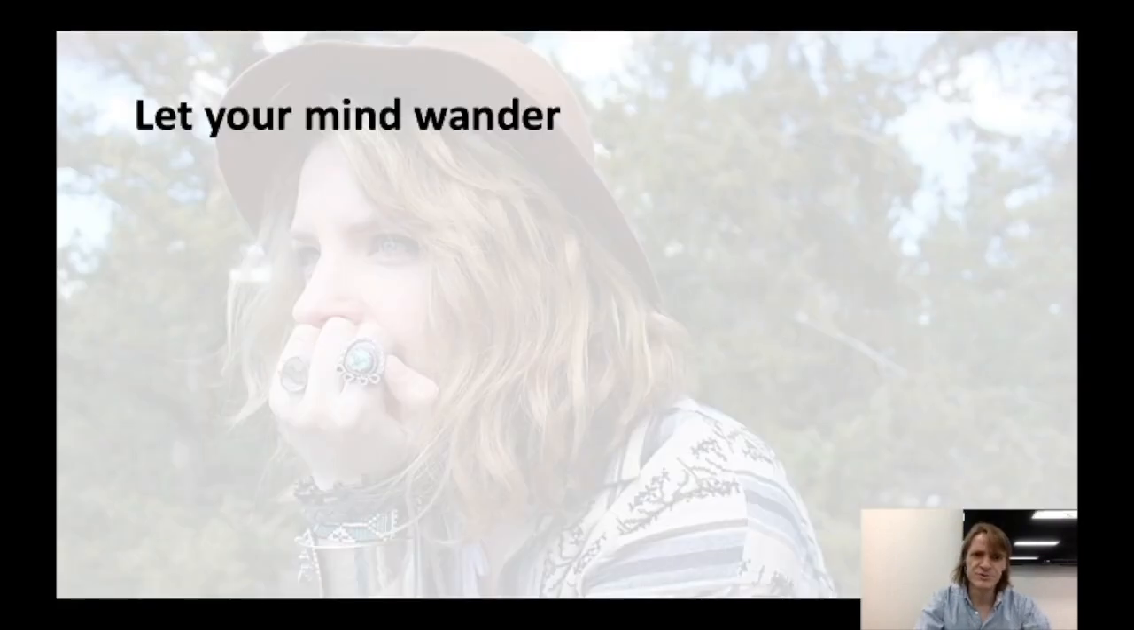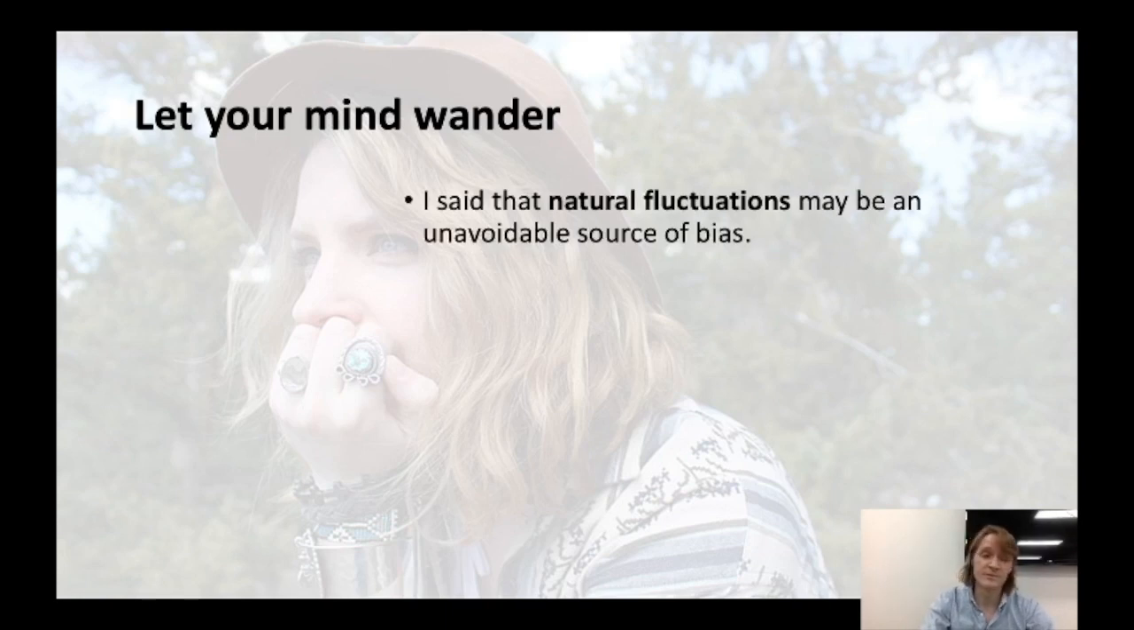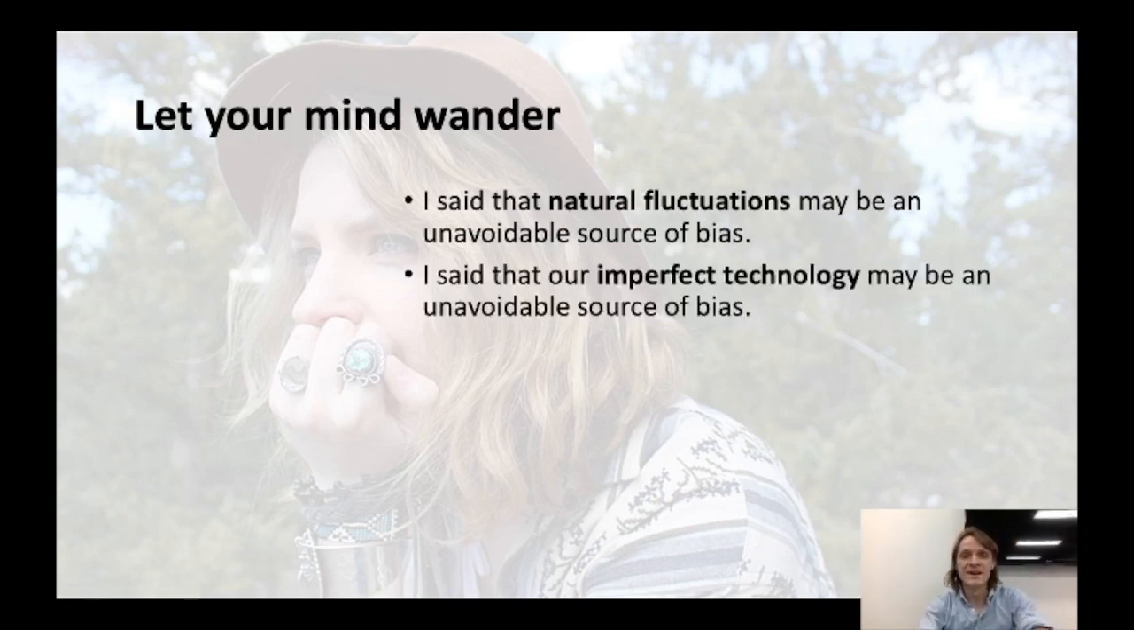Let's look at the third object then. Again, I'm kind of puzzled and I don't know where to look for it, and I let my mind wander again, and I think back to what already happened. I already said that natural fluctuations due to laws of nature may be an unavoidable source of bias. I already looked at the role of imperfect technology, which also creates an unavoidable source of bias of sorts.